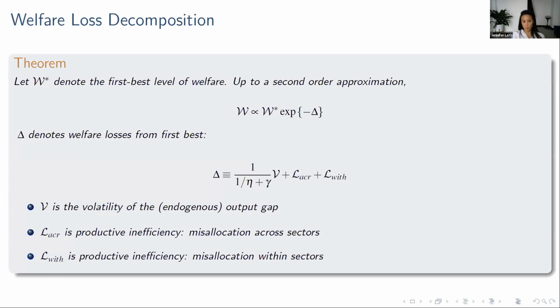So first we have a welfare loss decomposition, and we show that the welfare losses, away from first best for any monetary policy, can be decomposed into 3 components. One is the volatility of the endogenous output gap. Another is misallocation coming from across sectors, as well as misallocation from within sectors. So we solve for the policy, along with the equilibrium characterization, that minimizes these welfare losses.